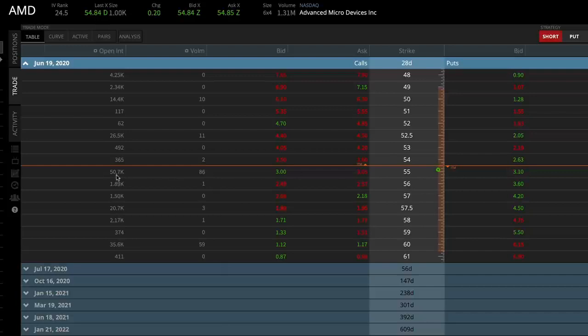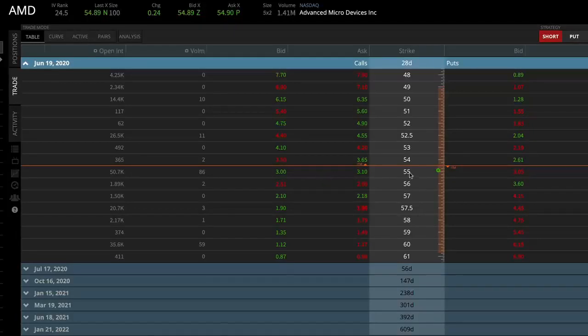So as you can see here, 50,000 open interest in the 55 call expiring in June. A lot of volume, the most volume in this contract so far today. The bid price is $3 and the ask price is $3.10, so 10 cents wide. We're going to try to get filled in between these prices, so closer to the mid price of $3.05. Well, it's currently $3.05 right now, but it'll change.